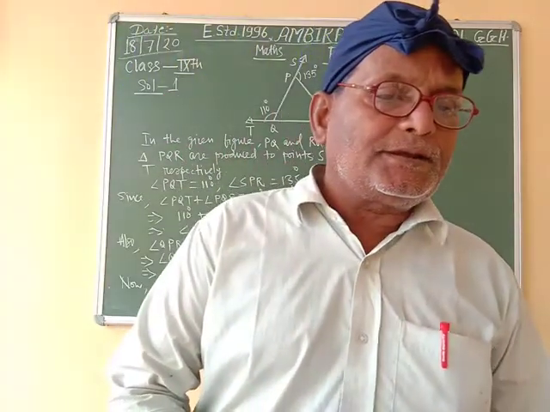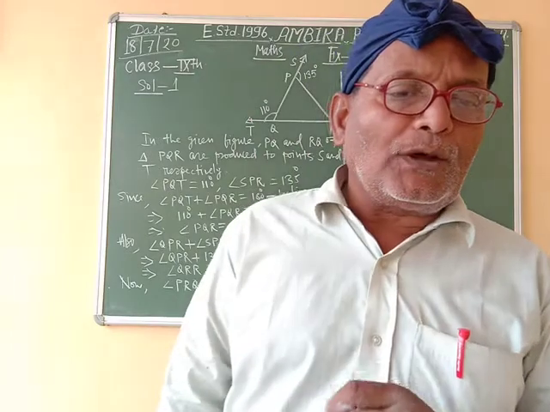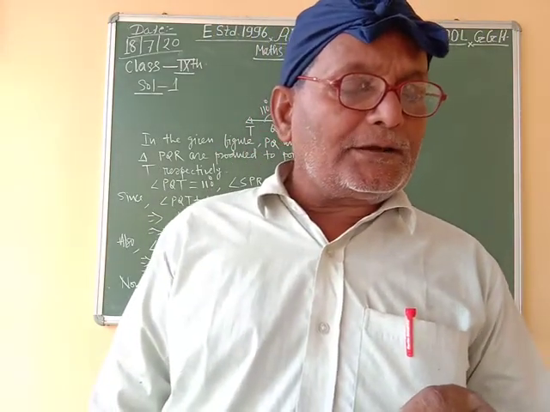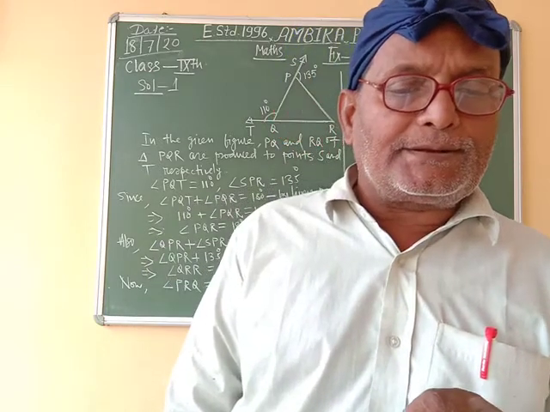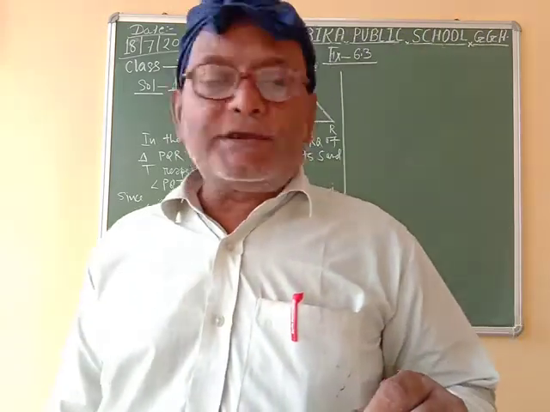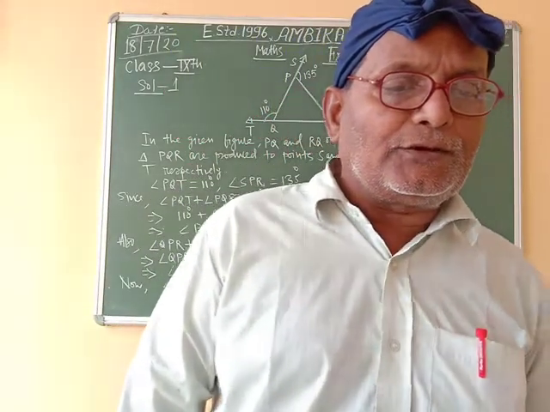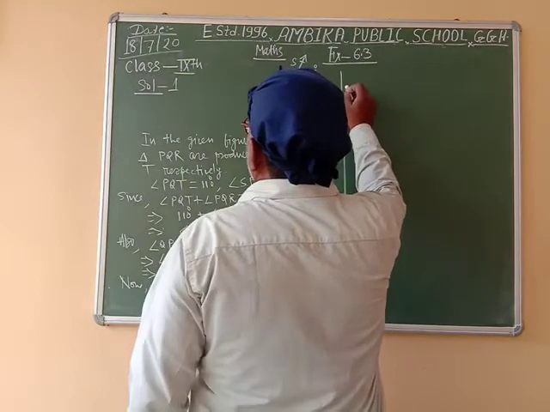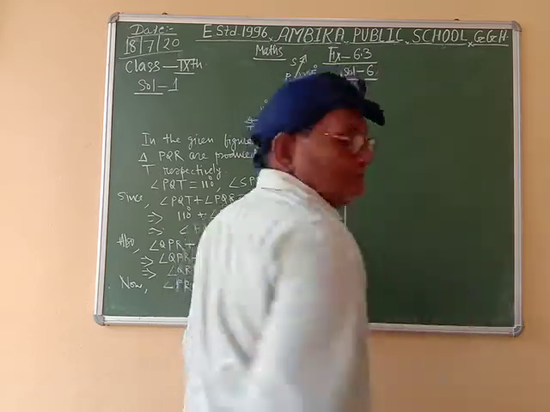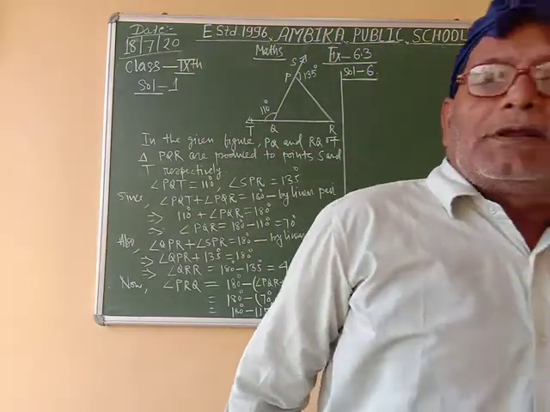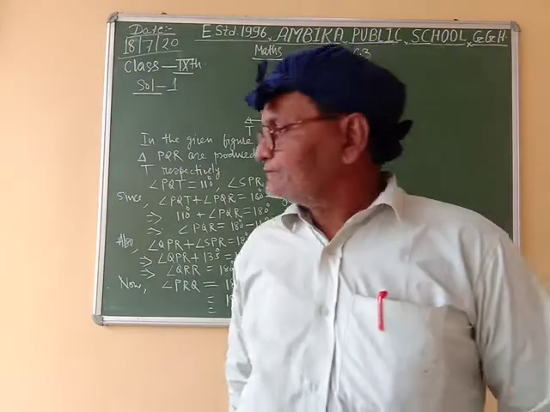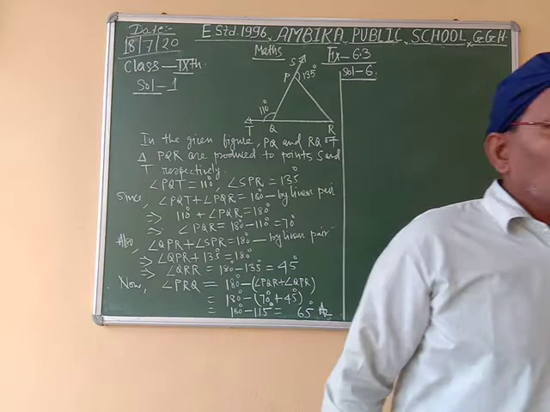In question number 6, the side QR of triangle PQR is produced to a point S. If the bisectors of angle PQR and angle PRS meet at point T, then prove that angle QTR is equal to 1/2 angle QPR. At first, draw the figure.